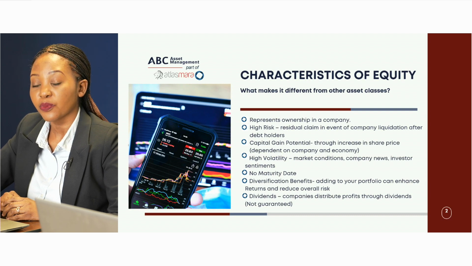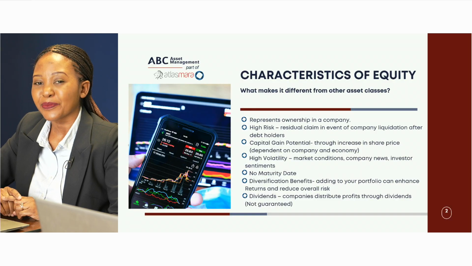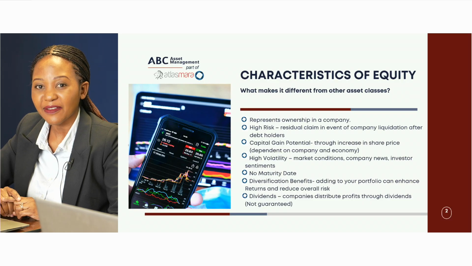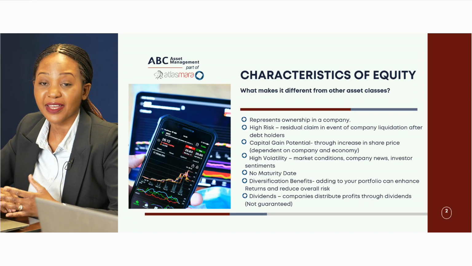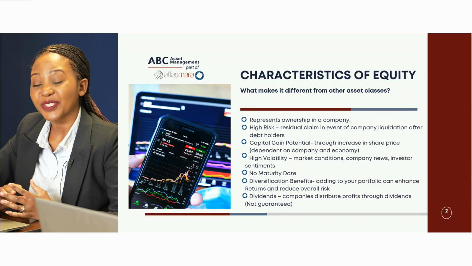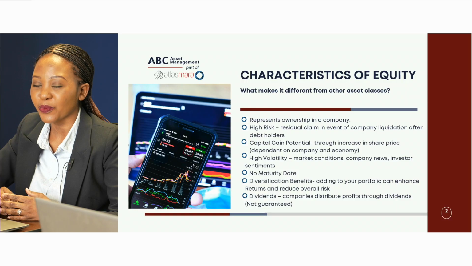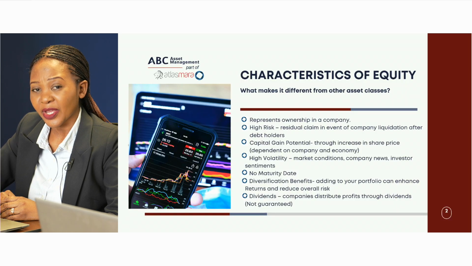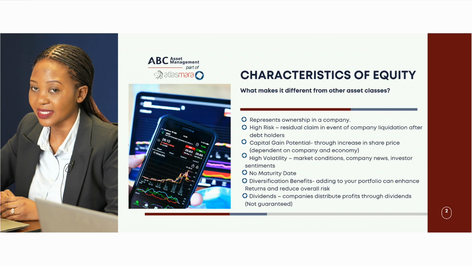Equity pays out dividends. Companies distribute profits through dividends. However, I must make mention that this is at company discretion. This means even if you have invested in a company and they've been making profits for 5 years, they will only distribute dividends when they feel like it, or when they say it's for the corporate good. So dividends are not guaranteed. So if your main aim in investing is to get dividends, you might want to do your research on which companies pay dividends often.